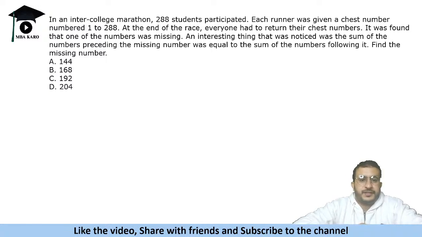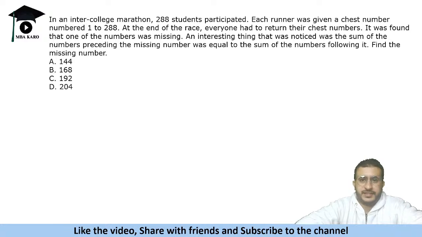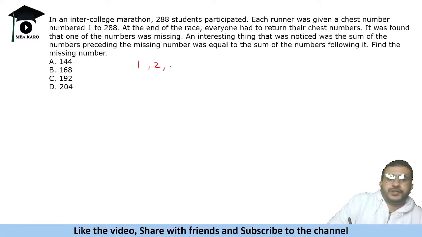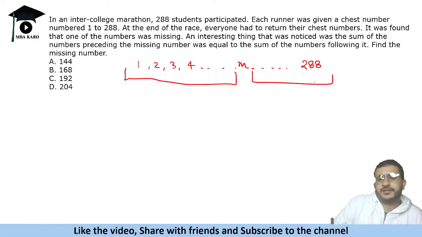So we are given that there are 288 students that participate in a marathon, and they had numbers 1 to 288, and at the end of the race, they return the chest numbers, and one of the numbers is missing. अब इसे करने का तरीका देखते हैं. ठीक है, so the numbers are 1, 2, 3. एक नंबर बीच में मिसिंग होगा m, तो इससे पहले का सम एंड इससे आफ्टर का सम शुड बी इक्वल.